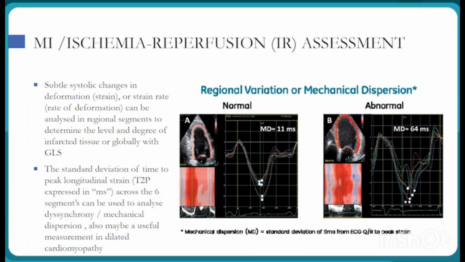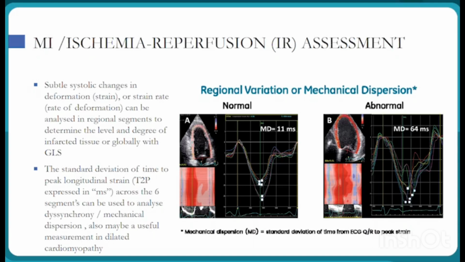Now in patients with MI or ischemia reperfusion assessment, the subtle systolic changes in deformation or strain rate can be analyzed in regional segments to determine the level and degree of infarcted tissues, or globally with GLS. The standard deviation of time to peak longitudinal strain, which is expressed in milliseconds across the 6 segments, can be used to analyze dyssynchrony or mechanical dispersion. It also may be a useful measurement in dilated cardiomyopathy.